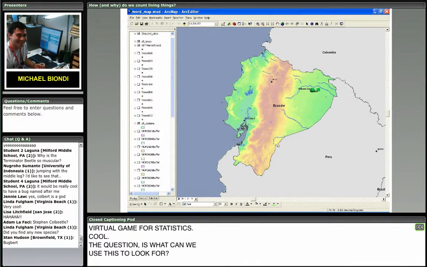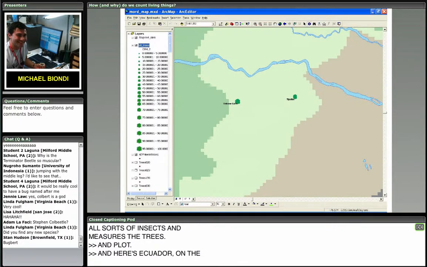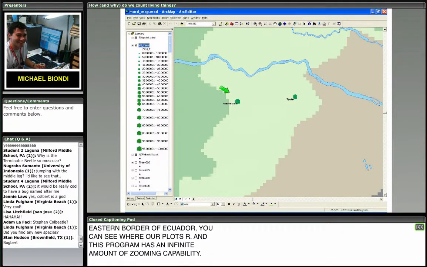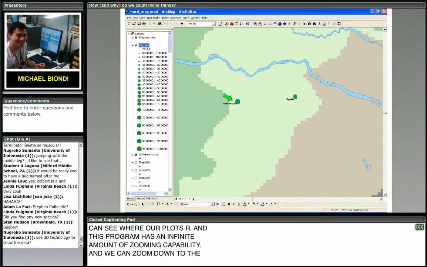So now we know that Terry and CJ collected all sorts of insects and measured the trees. So again, here's our plot. These are our two plots in Ecuador. Here's Ecuador, and on the eastern border of Ecuador, you can see where our plots are. Real quick, you can see here's this program that we use, we can have an infinite amount of zooming capability. With the right layers, we can even zoom down to an individual tree if we had the right satellite imagery to see that. So here's our impact plot. This is Onkone Gare, which is the Guarani word for piranha. And then this is the control plot, Bettini.